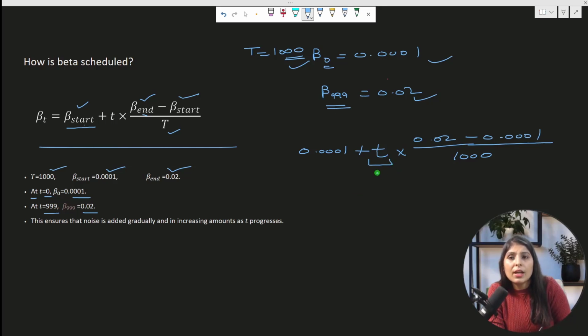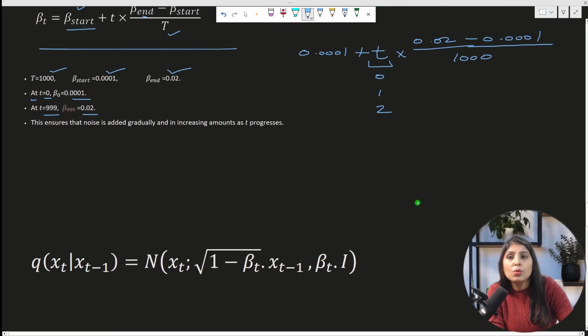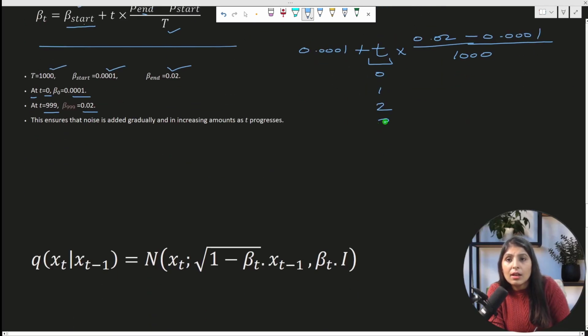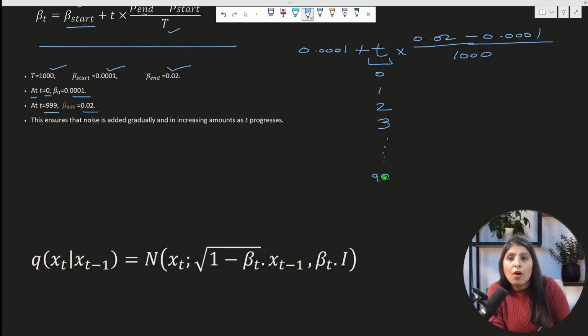For the 0th time step the value over here will be 0, the first time step the value over here will be 1, and then the second time step the value over here will be 2, and then the third time step the value over here will be 3, and like this for all the time steps this value is going to be different. And on the basis of this value, when you solve this formula, you are going to have different noise, right?